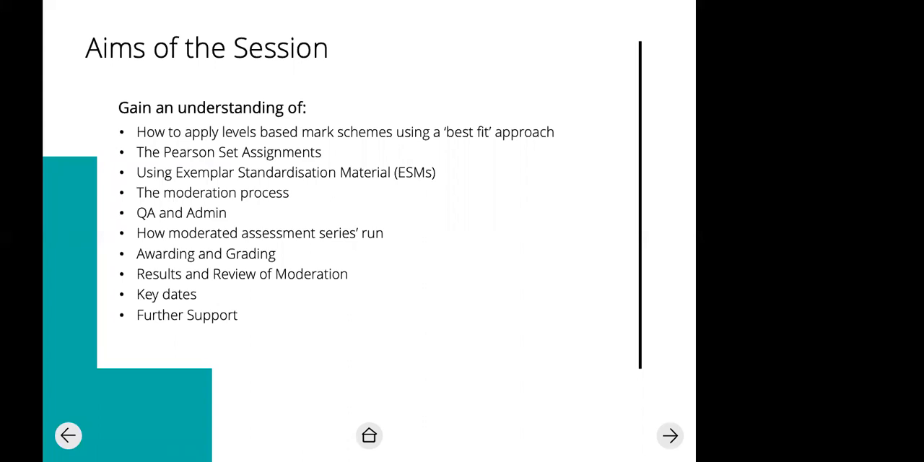So as always in BTEC, we have some new three-letter acronyms. And then the moderation process: we're going to look at the changes to quality assurance and admin, how the moderated assessment theories will run, which I think is really useful for a lot of us, awarding and grading, results and review of moderation, key dates and further support. Just before we move on, I'm going to take a pause because we need to get some of these resources out to delegates.